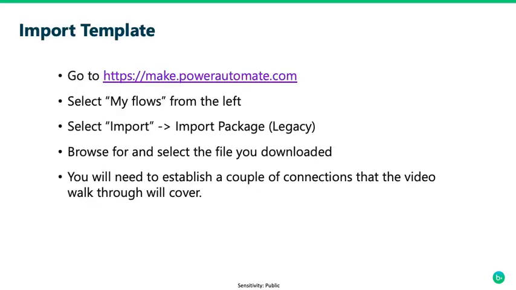First thing you need to do is import the template. Go to the Power Automate website where you'll find My Flows to the left. Once you click on that, you'll see a button for import and an option for import package legacy. You'll browse for and select the file you downloaded. There will need to be a couple of connections you'll need to create that we'll cover in the upcoming video.